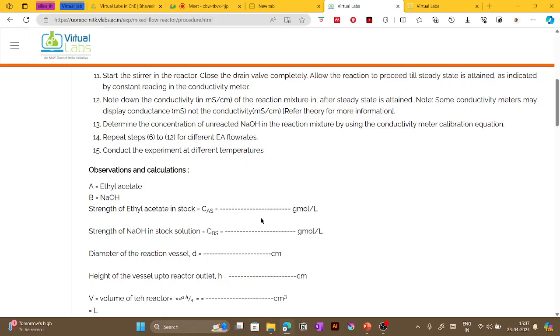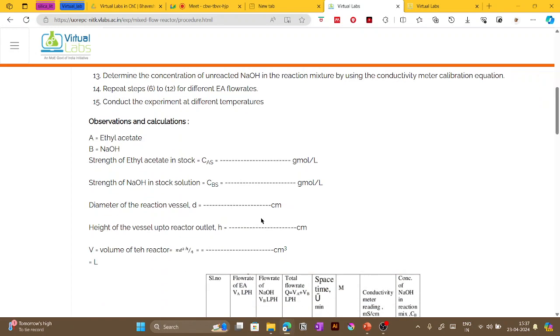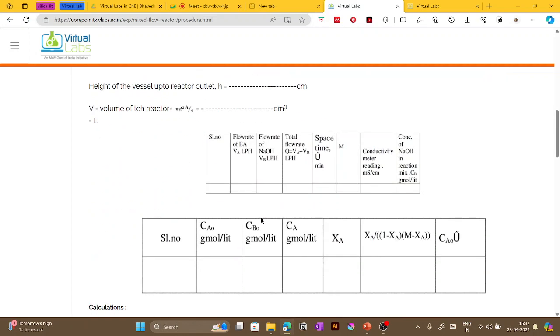So instead, here continuous flow is happening, so we have to maintain that flow such that we reach some initial molar concentration, some m value, right? So that's why we have to back calculate the flow rate of both ethyl acetate and NaOH.